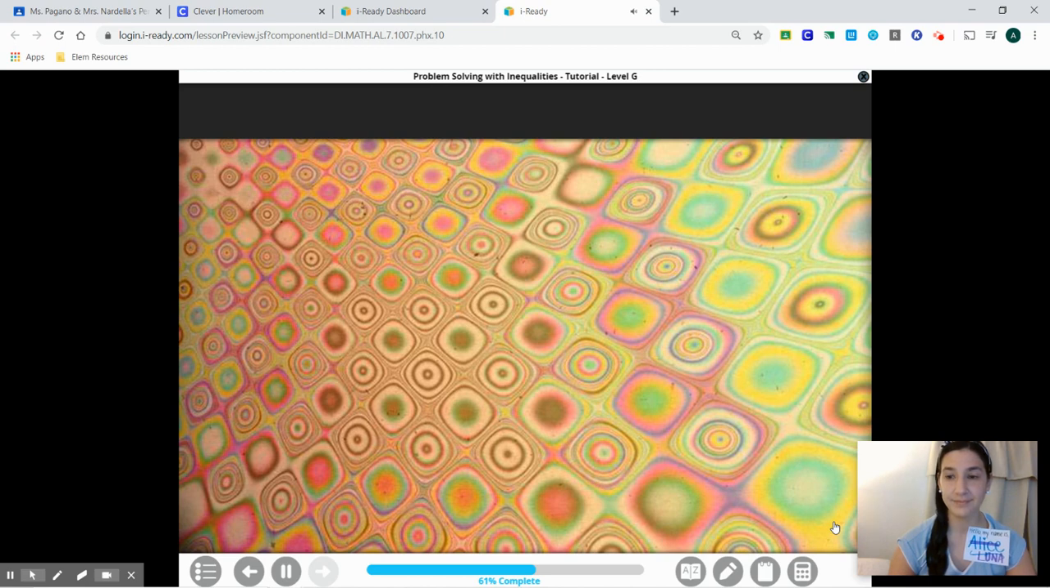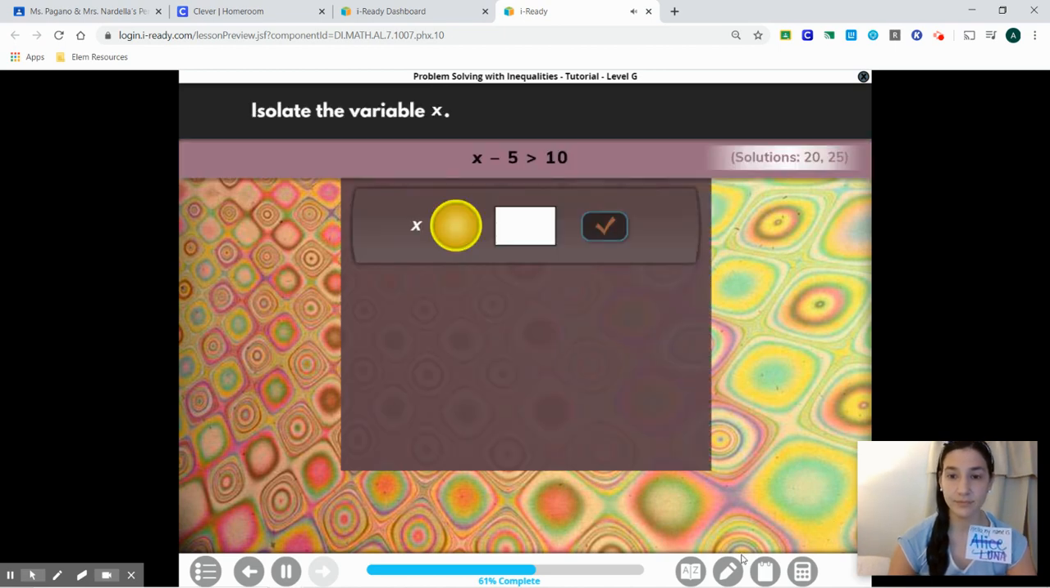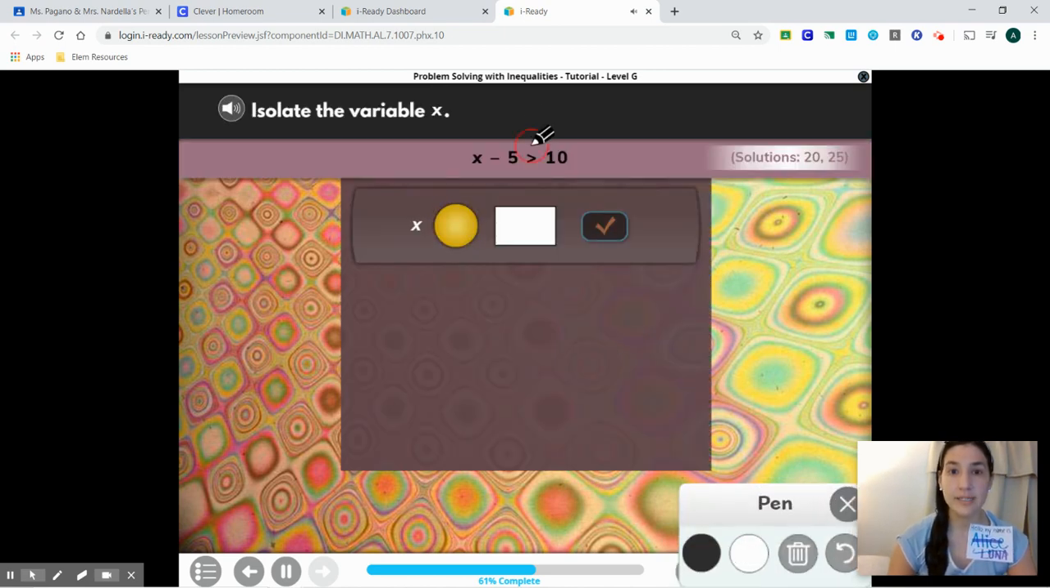Let's see what else you have. Isolate the variable x. Okay. Scale line drawn. X is what we want to isolate. In order to do that, inverse order of operations. Add 5 to both sides. So here we plus 5. Here we plus 5.